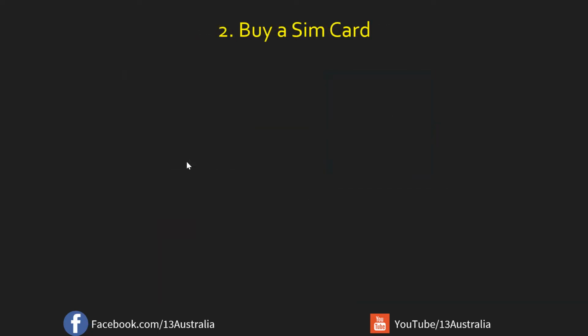And then step number 2 is to buy a SIM card. As I just said, to buy a SIM card, you need your ID proof. You also need address proof.